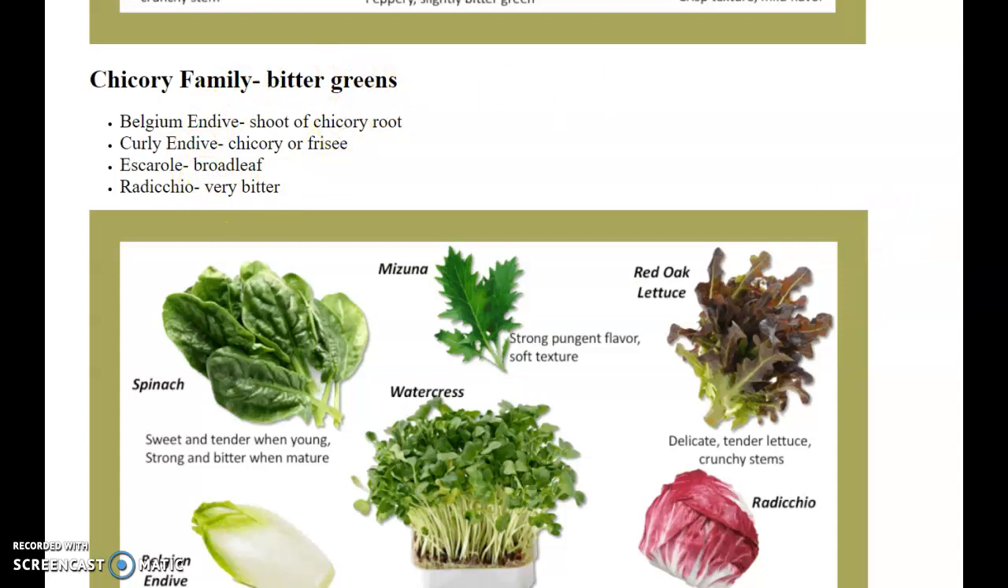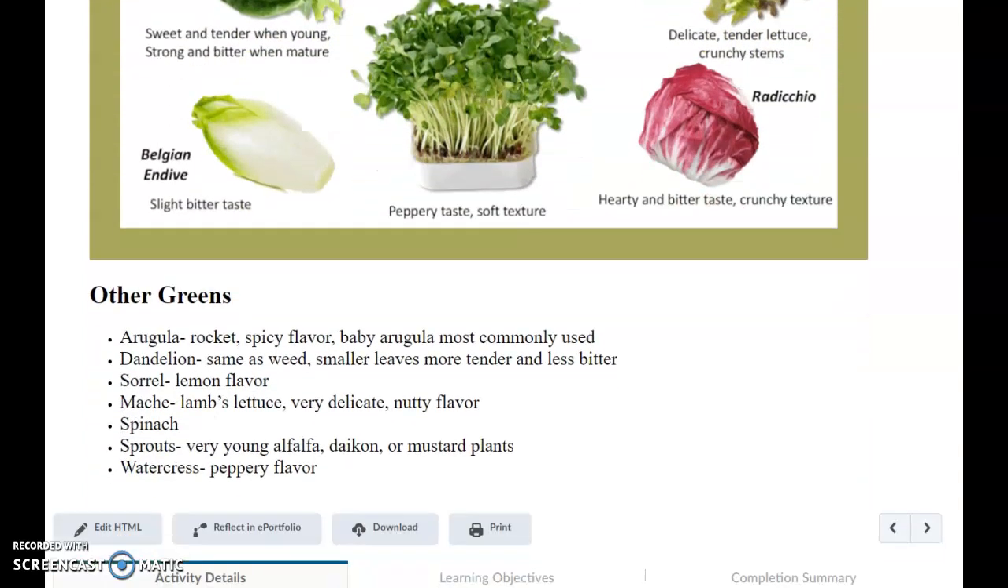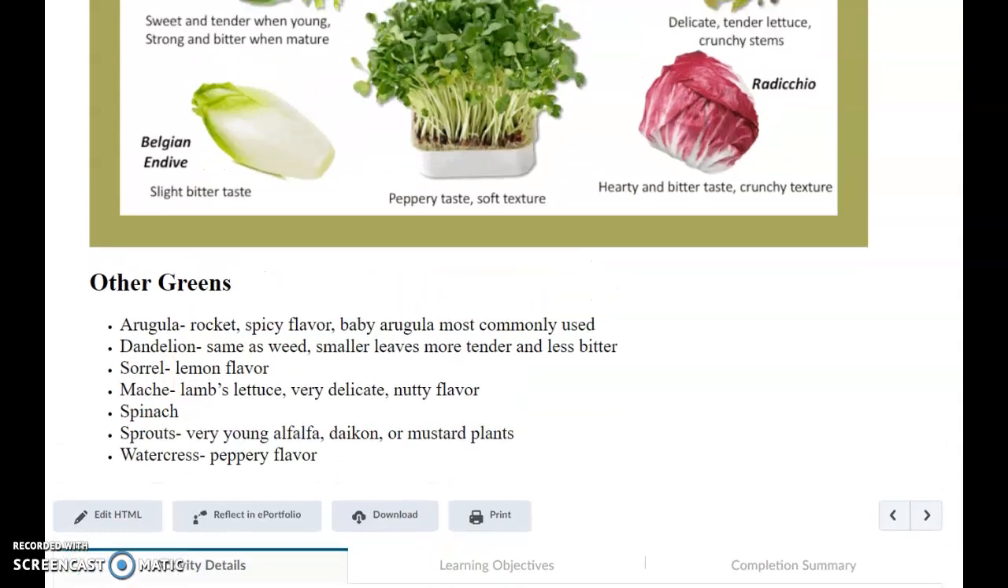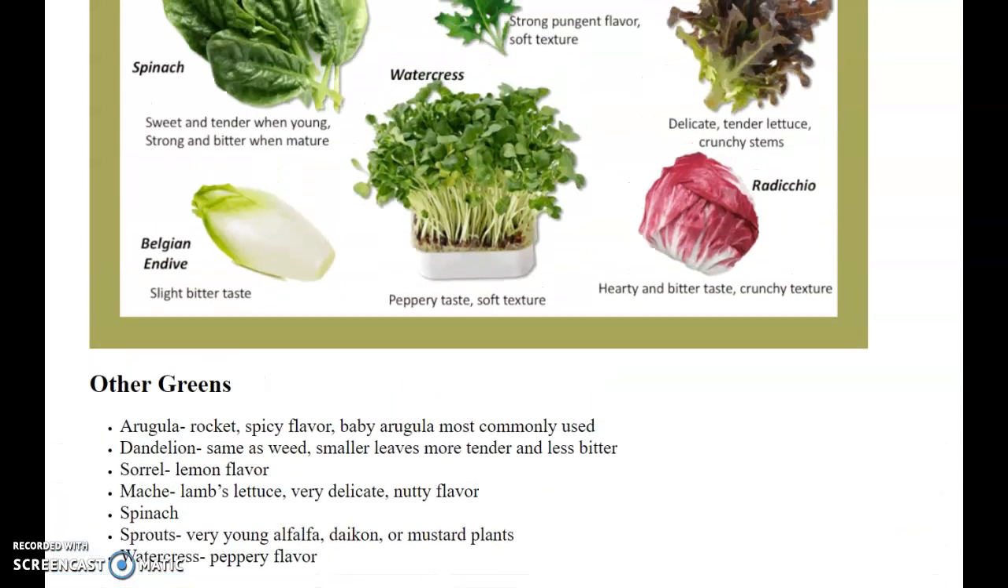The others then are going to have more neutral flavors or distinct ones mentioned here, such as the mâche. This is a lamb's lettuce. It has a nutty flavor to it. Watercress, that's pictured above, has a peppery flavor. Arugula has a little bit of a spicy flavor as well. Sorrel has a lemon flavor. There are many different greens to talk about, but these are going to be the most common ones.